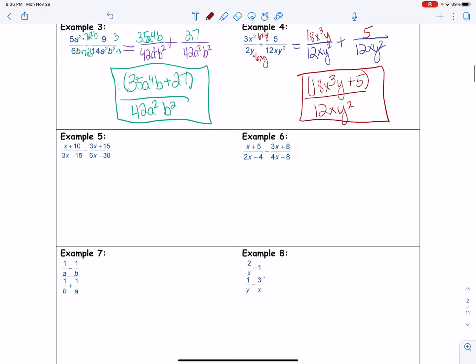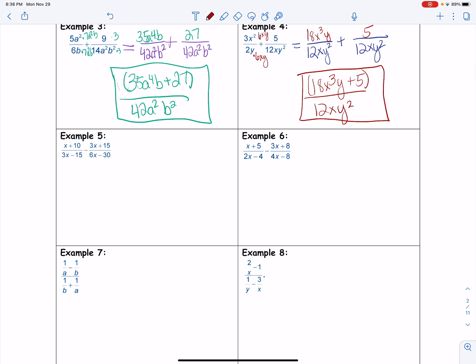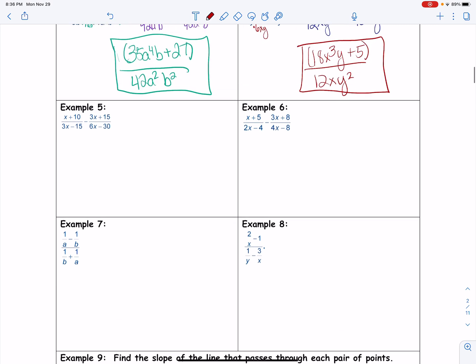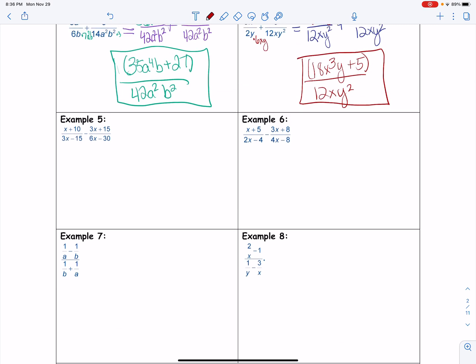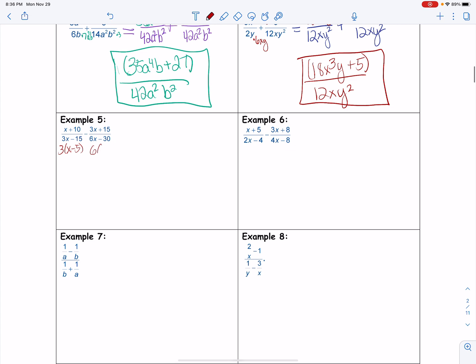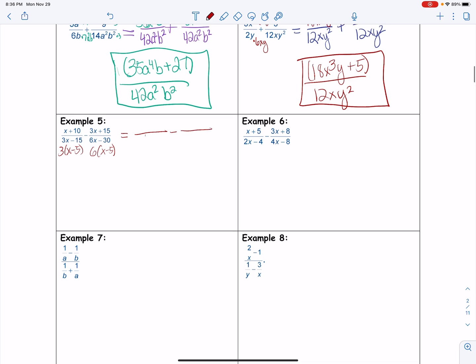Okay, so let's take a look at example 5. On example 5, I would not do anything until you factor the bottom. So this would be a 3 and then an x minus 5, and this would be a 6 and an x minus 5. If I look at this, I have the x minus 5 in both things already, so I'm going to just write that here, x minus 5.